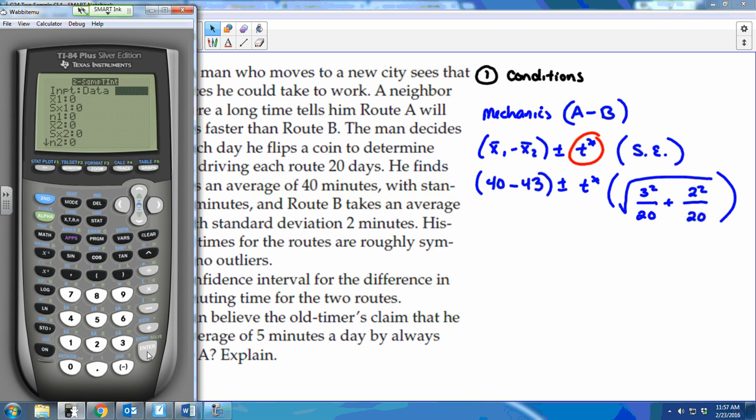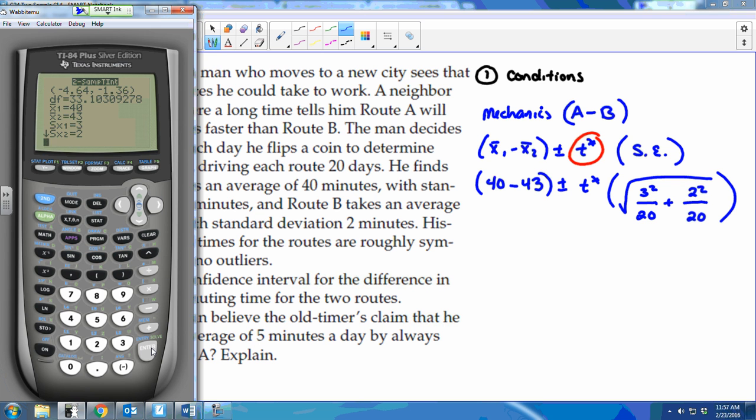All right. So we're going to do route A first. So the mean was 40, and the standard deviation was 3, and there was 20 days, then 43, and 2, and 20. We're 95% confident. Make sure you write that as a decimal. It shouldn't ever be clear, so there should always be a confidence level already in there. Just remember to put it as a decimal.